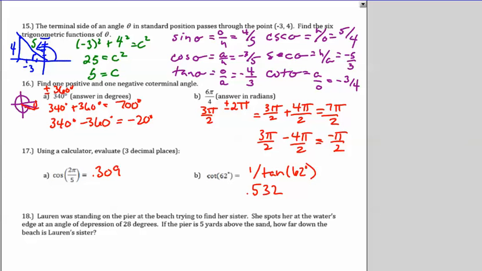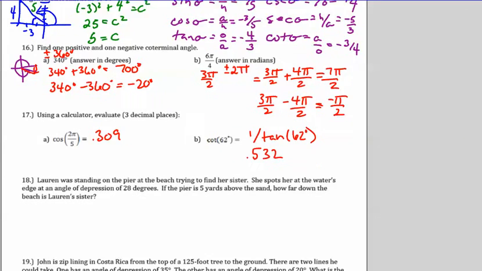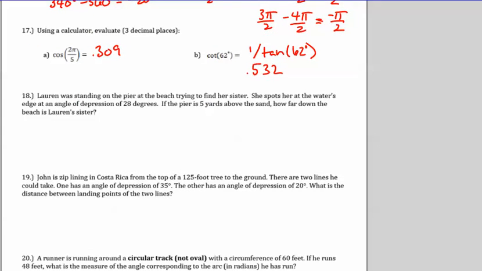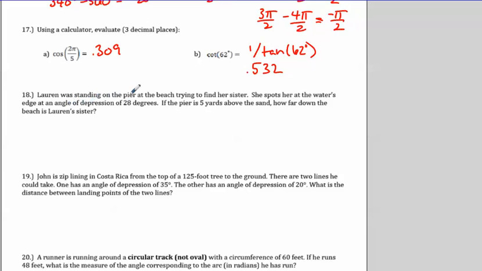Okay, now we have our word problems, our real world problems. Lauren is standing on the pier at the beach trying to find her sister. She spots her at the water's edge at an angle of depression of 28 degrees. If the pier is 5 yards above the sand, how far down the beach is Lauren's sister? So let's draw the situation. Here's your pier and Lauren. And here's Lauren's sister.